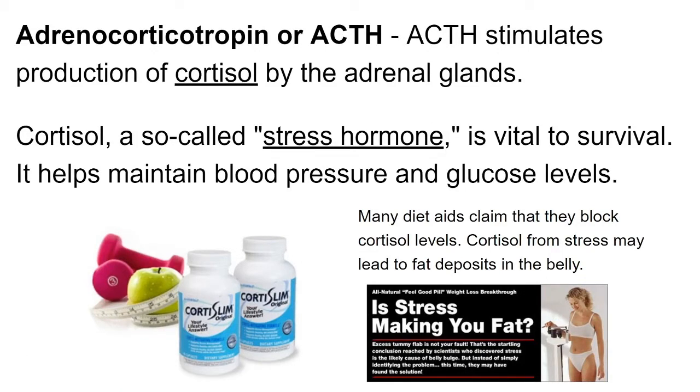Next we have ACTH, adrenocorticotropin. It stimulates the production of cortisol by the adrenal glands. So cortisol is a so-called stress hormone. It's vital to your survival, and it helps maintain blood pressure and glucose levels.